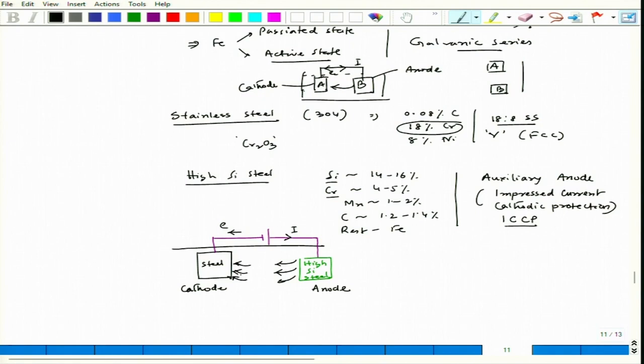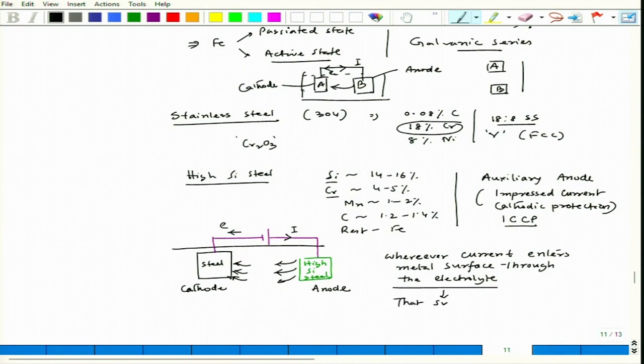As per the cathodic protection principle, wherever current enters a metal surface through the electrolyte, that surface is protected. So this is the basic theory of cathodic protection.